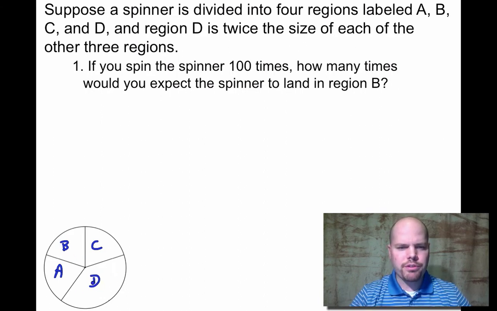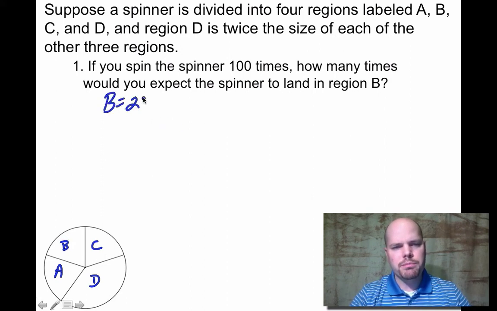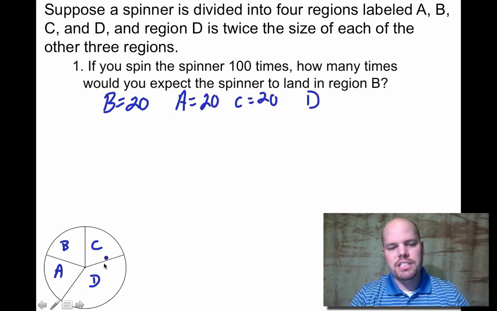If we take 100 divided by 5, that's 20. So we'd expect B to land 20 times, as well as A and C. Let's figure out the other 3 as well. Region A we'd expect 20, region C we'd expect 20, but what about region D? We'd expect 40 in that case because it would be 2 of the 20 regions, which would make 40.